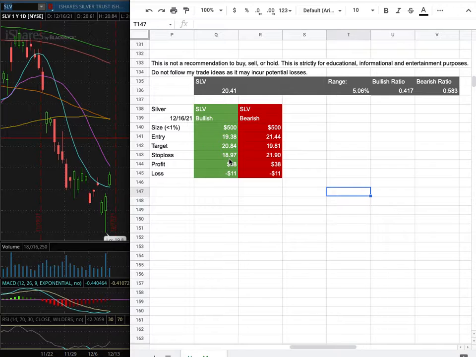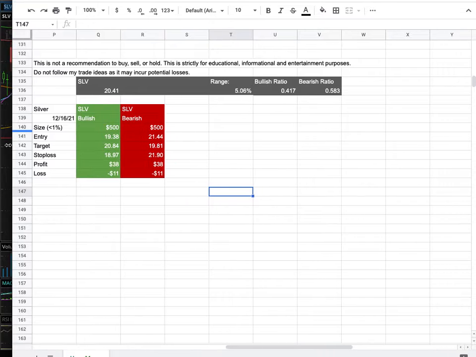However, if I were to open a short position, my entry is at $21.44, and that is this range here. My sell target is at $19.81. My stop loss is at $21.90. So whichever entry price were to hit first, that'll be my position of the week.